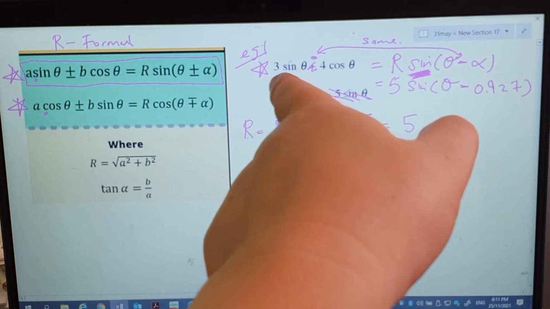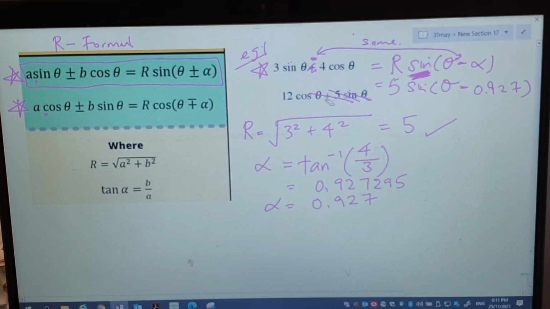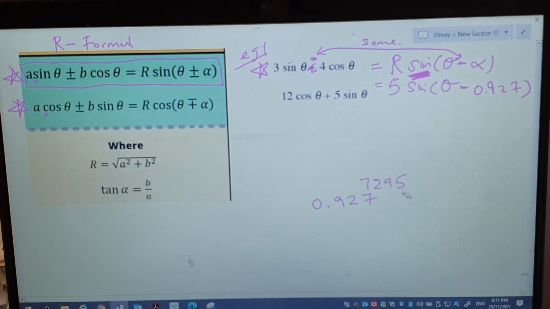Okay, I'm going to do cosine now. I'm going to erase all this. Very simple. And our formula is so simple. Now, where does the R formula come from? It came from the addition formula. You go and look at your SLS. They are all there since some time ago.